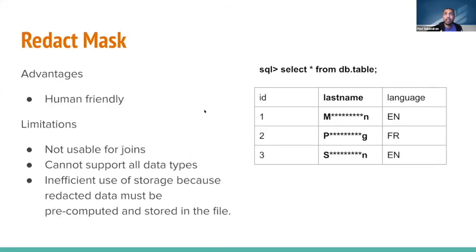And lastly, we have the redact mask. On the right here, we have a query, and we see that it allows the column data to be redacted so that you only see a portion of the values. The big advantage here is that it's human friendly, but it's not really usable for joins. We can't really support all types of data. It makes a lot of sense for string values, but it might not make sense for Boolean values. And it's an inefficient use of storage because we have to pre-compute this.